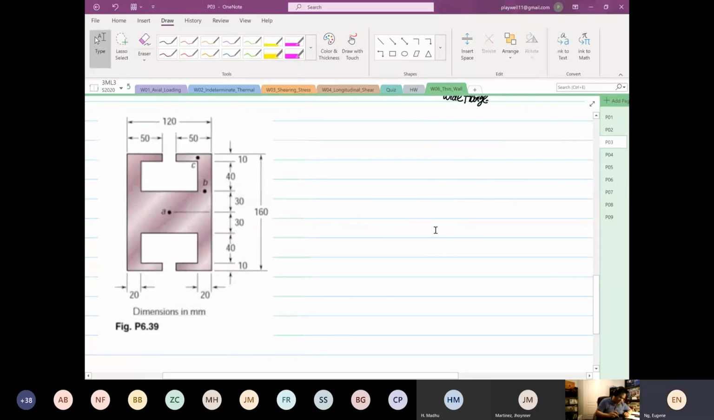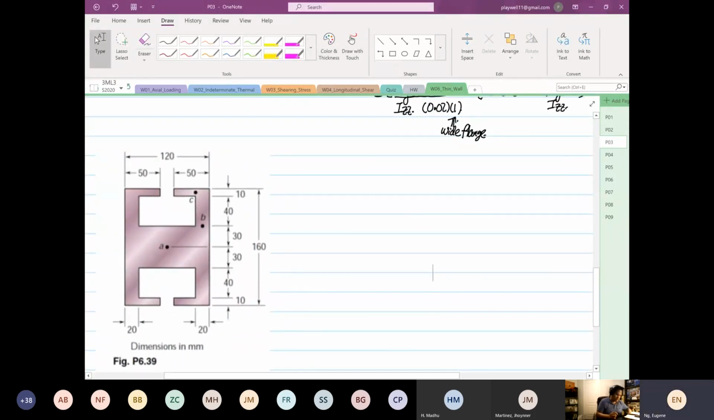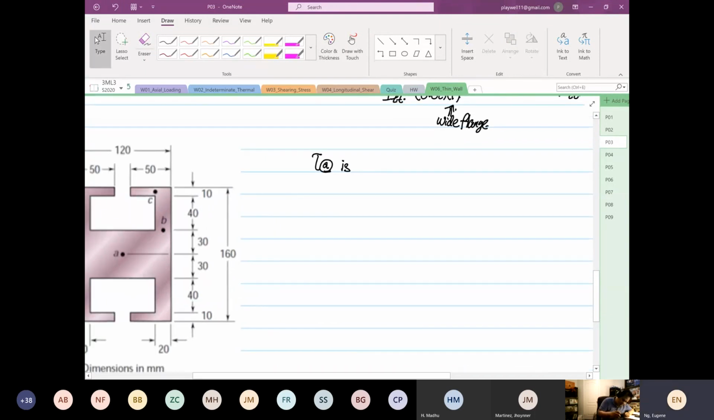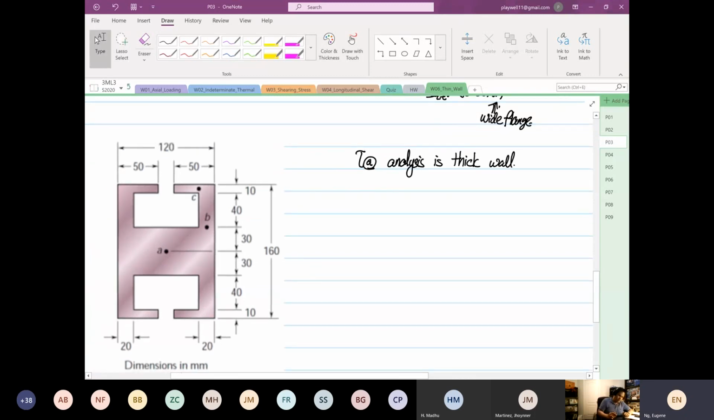So the stress at A, right? You have to consider both areas now. The stress at A analysis is thick wall. Okay, so now the analysis is thick wall.